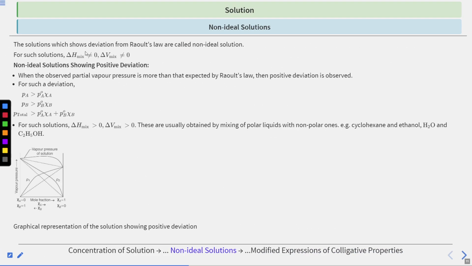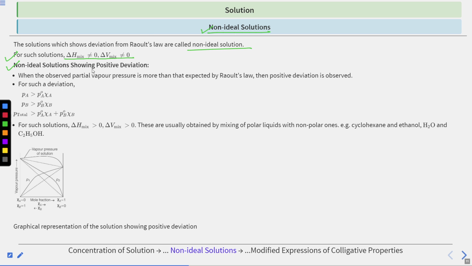Now we see what non-ideal solutions are. The solutions which show deviation from Raoult's law are called non-ideal solutions. So they do not obey Raoult's law. For such solutions, ΔH mix and ΔV mix are both not equal to 0. They are either positive or negative, but not 0. They show deviation from Raoult's law, either positive or negative. First, the non-ideal solution showing positive deviation.